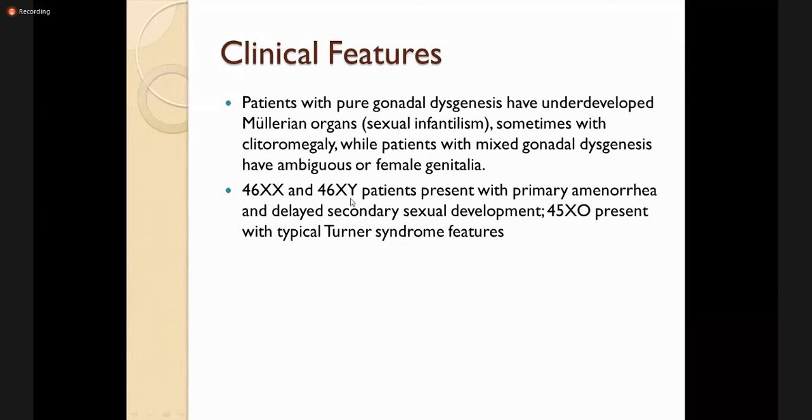Patients with 46XX or 46XY present with primary amenorrhea and delayed sexual development, and there can be cases of typical Turner syndrome in these patients as well. So you need to be aware of these. These are other genetic abnormalities which are possible.